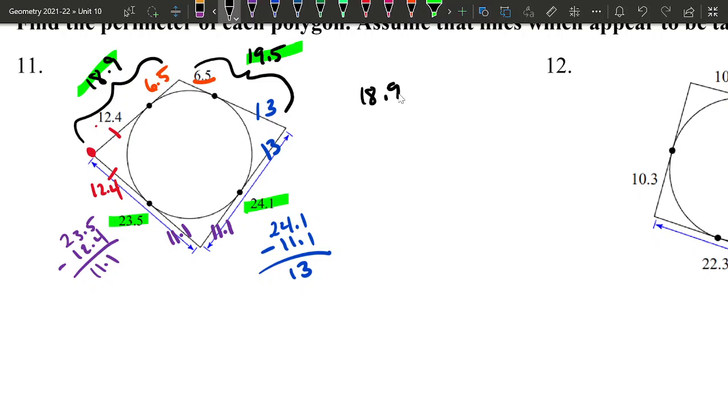So 18.9, 19.5, 23.5, 24.1. It's just easier to keep track of how many pieces you're adding together and not add the same one twice or miss one. And that gives me 86. So the perimeter is 86.